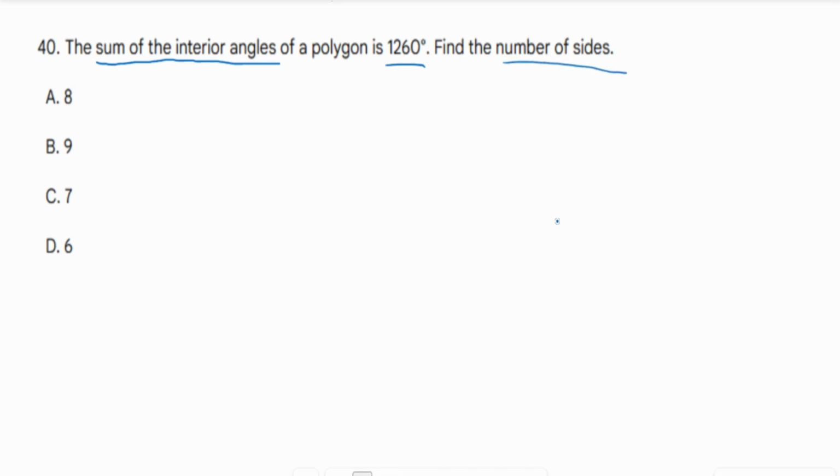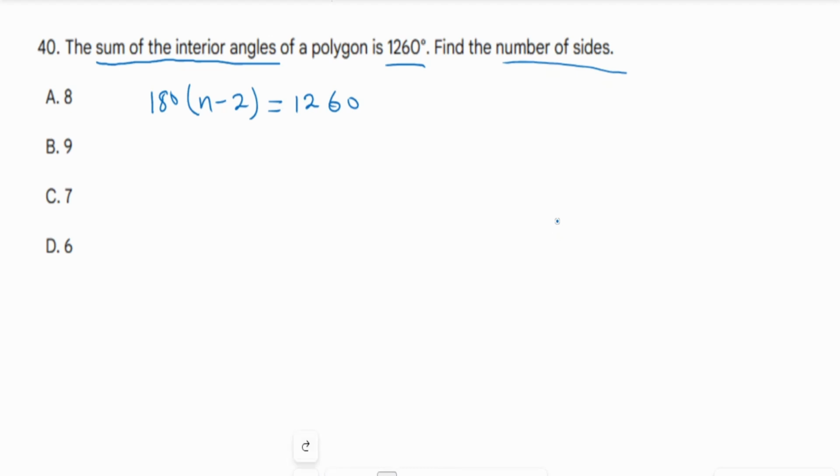It is very important for us to know the formula for the sum of interior angles of a polygon, and I hope you remember that. Yes, it is 180 multiplying n minus 2, where n is the number of sides of the polygon. And according to this question, the sum of the interior angles is 1260. So let's equate it to 1260. And now we are going to solve for n, which is the number of sides.